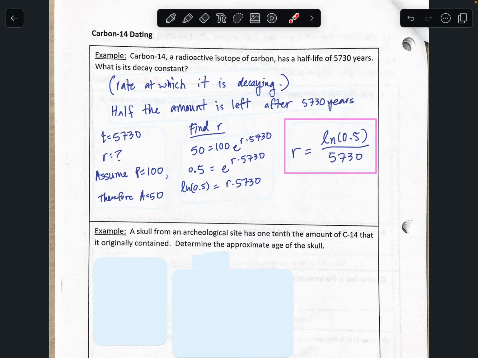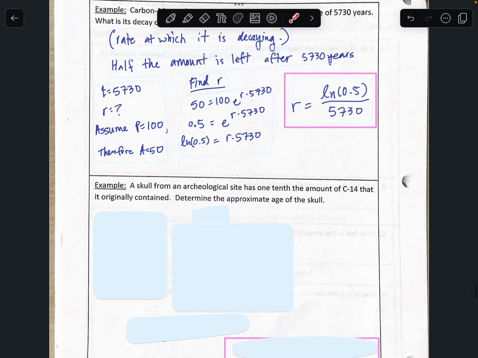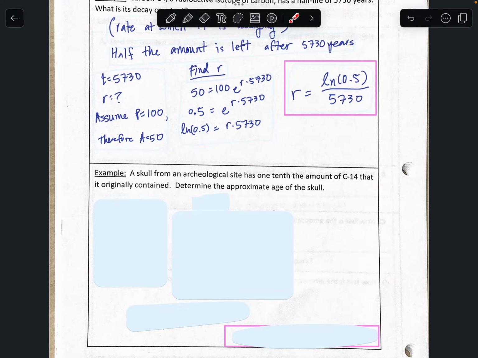And that's again using ln's. We're going to ln both sides of the equation to help us get rid of the e and solve for R. So we're using that same formula. In this scenario, it says that a skull from the archaeological site has 1/10 of the amount of C14 that it originally contained. Determine the approximate age of the skull.